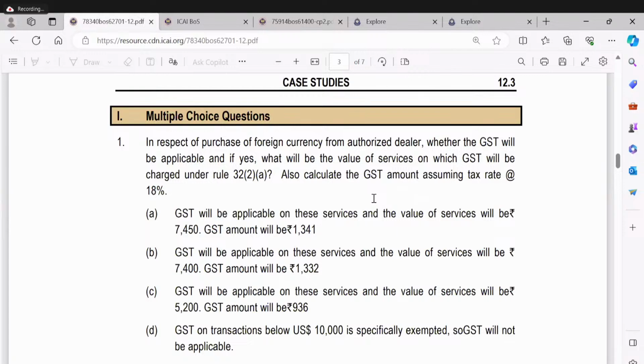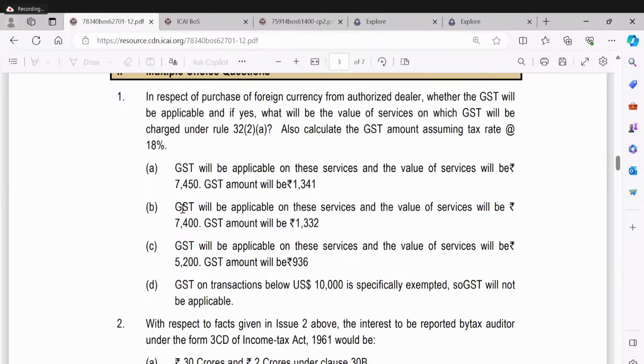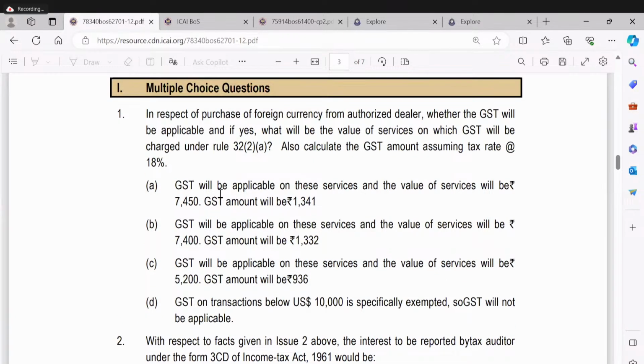Let us see what the question provides. Question says the GST rate will be assumed to be 18%. So value of supply of services will be 7,400. And on that, we will apply the 18% rate and we'll compute the GST. Because the gross amount paid for getting the foreign currency was 7.4 lakhs. So in respect of purchase of foreign currency from an authorized dealer, whether GST will be applicable? Yes, GST will be applicable.